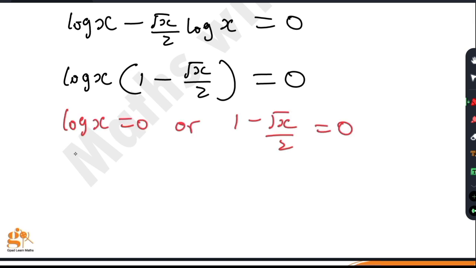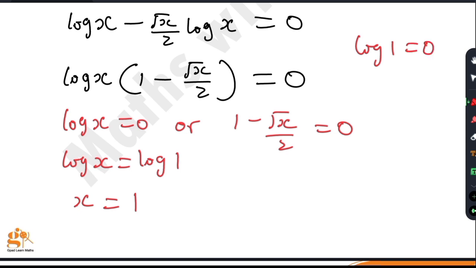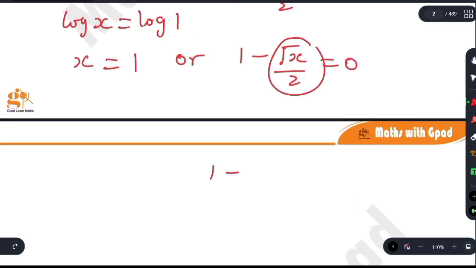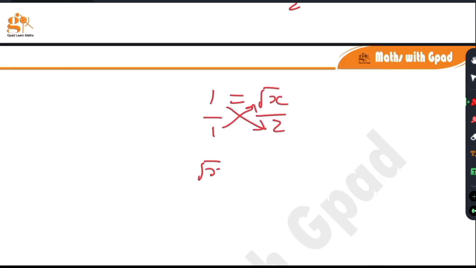Now look at this. Log x is equal to 0. Do you know that log 1 is 0? Now it means that here x is equal to 1, because I just made 0 to be log 1. Log 1 is equal to 0. Okay, or 1 minus root x over 2 is equal to 0. So let's just work this out. I'm going to move this root x over 2 to the right hand side. So that will become 1 is equal to root x over 2. When you cross multiply, you're going to have this. So root x times 1 is root x is equal to 1 times 2 is 2.